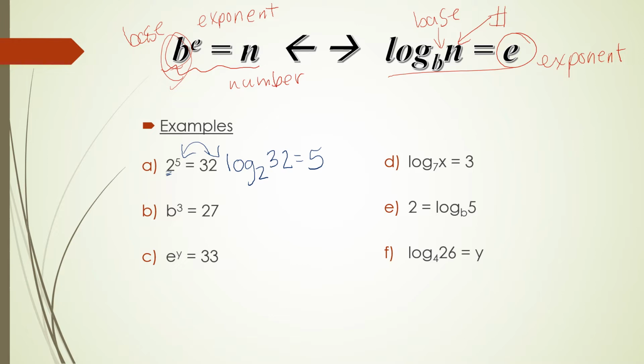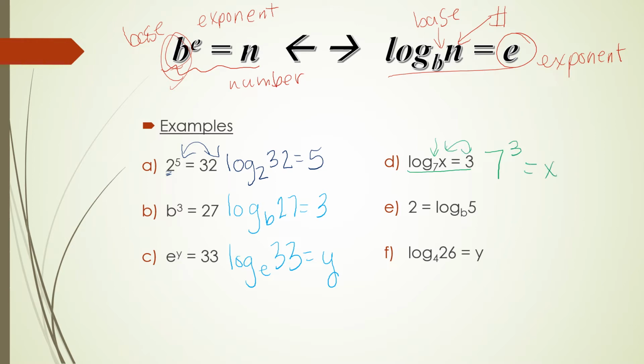So did you get this? Log base b of 27 is equal to 3, and log base e of 33 is equal to y. I think you probably did. Let's take a look at this next one. Let's go the other direction. We're going to take a logarithmic equation and rewrite it as an exponential. So this 7 is our base, and the x and the 3 trade places. So it's 7 raised to the third power is equal to x.